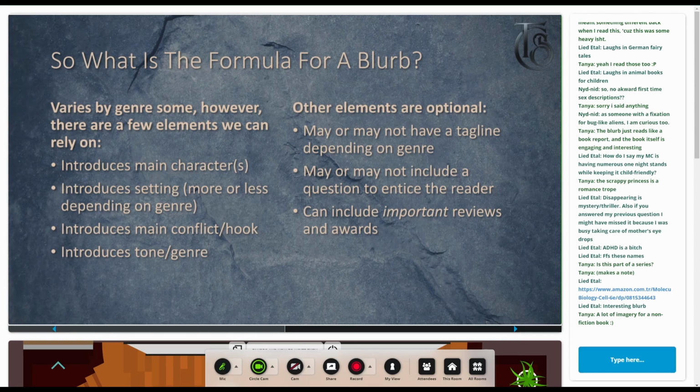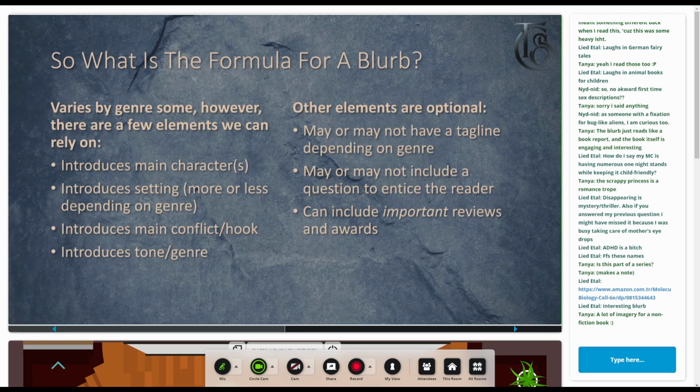Certain genres will have certain elements to them that have to be there. However, this is focusing on fiction. Nonfiction has a different list of requirements, though they're not entirely different. So you're going to introduce the main character or characters. In a romance, you introduce the two main leads, or 3 or 4, depending on whether or not you're going to do a reverse harem or a harem romance. Those are there, but you're going to introduce the main character or characters.